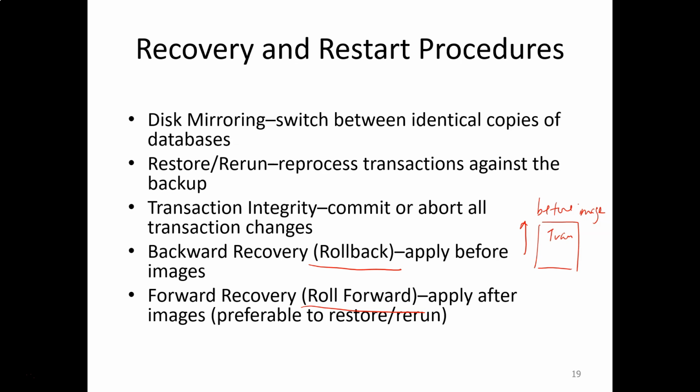And the roll forward basically means you find the latest backup copy of your database and then you are going to apply the after images from the change log to move the database to the state before it crashed. This is more efficient than the restore and the rerun. The restore and rerun, you're going to reapply these transactions. But in this roll forward, you're only applying the after image. Right? So it's a lot more efficient than reprocessing these transactions.